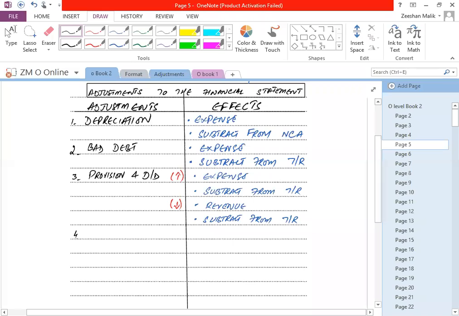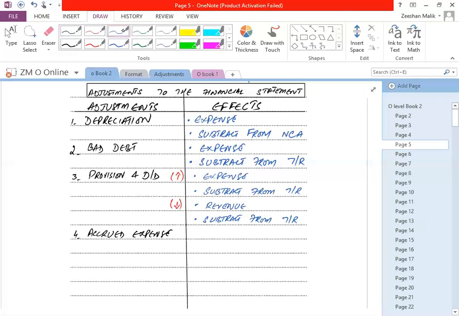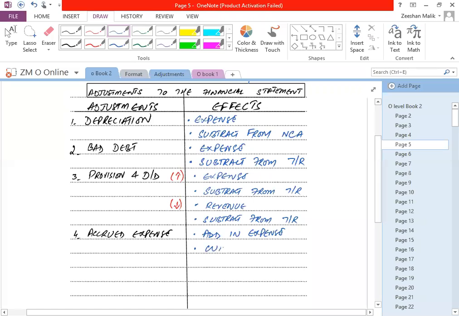Number 4th adjustment is accrued expenses. Kindly repeat all of them, whatever I am telling you. Accrued expenses, add in expenses, and treat it as current liability.